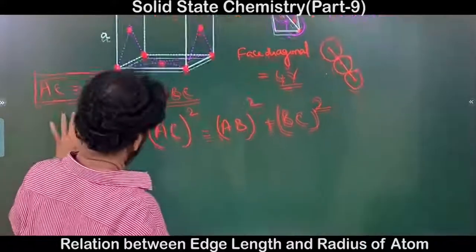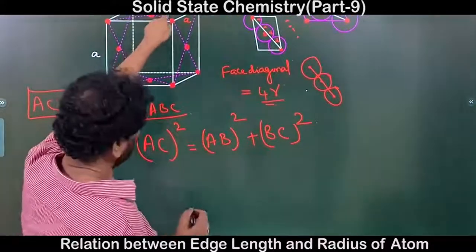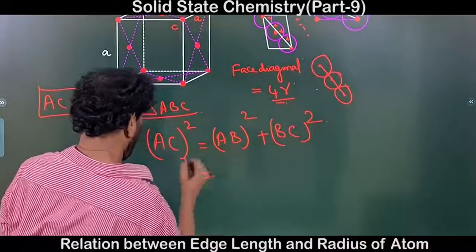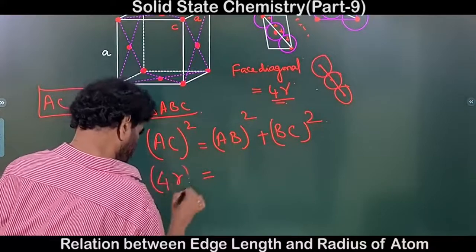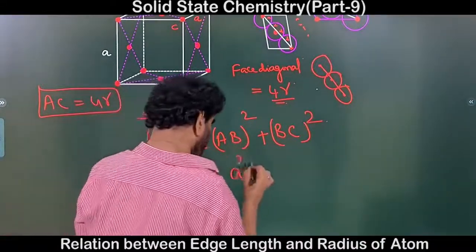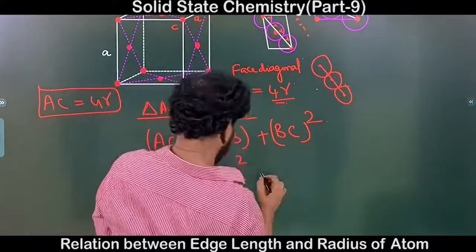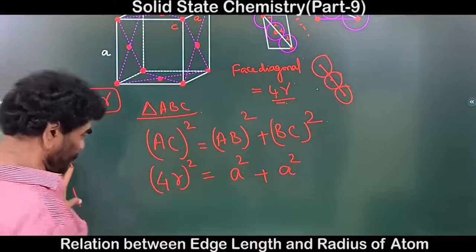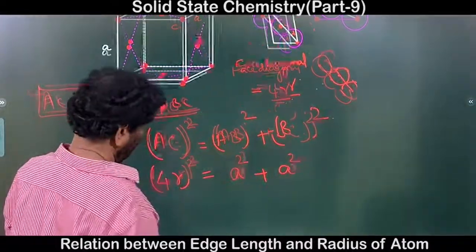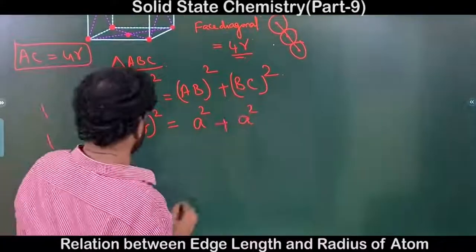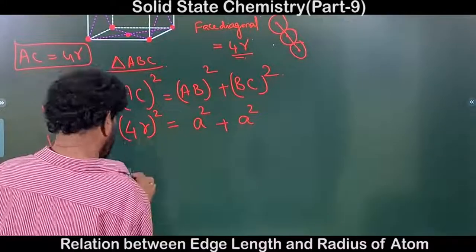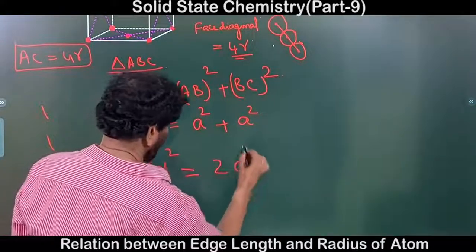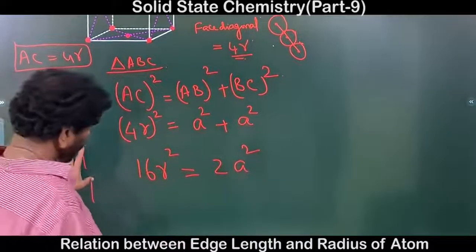Now if you work this out, AC square is equal to 4r square, which is equal to AB square, where the edge length is a, plus BC square, where the edge length is also a. So BC square plus AB square is equal to AC square, that is 16 r square is equal to 2a square. Right? This is the radius.